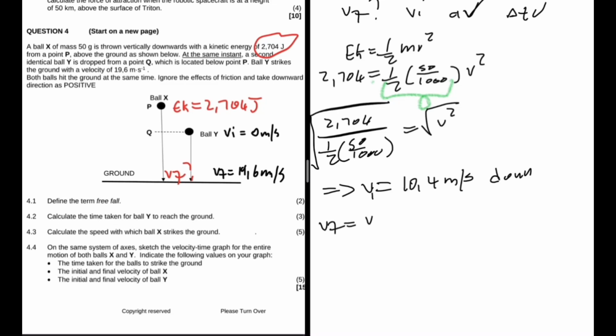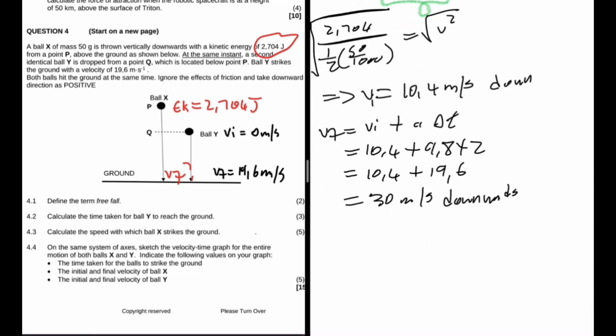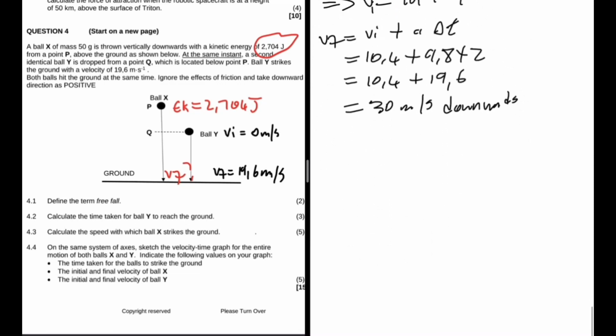So VF is equal to VI plus a delta T. VF is our unknown, but we know now that VI is 10.4. Acceleration is 9.8 because we're taking down as positive, and the time is 2 seconds. So we basically have 10.4 plus 19.6, which gives you 30 meters per second. So where do we go from here? 30 meters per second down. We are only interested in the speed, so we don't have to give the direction, but it doesn't hurt doing so.